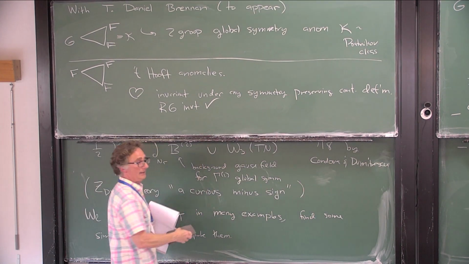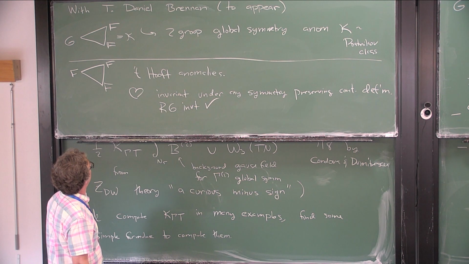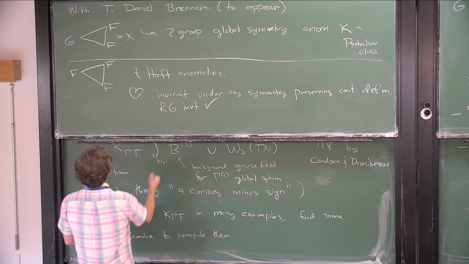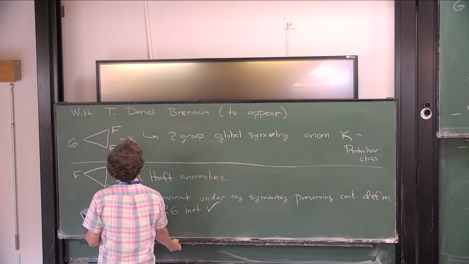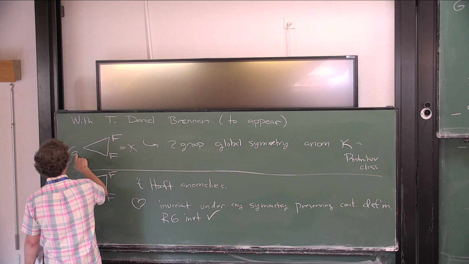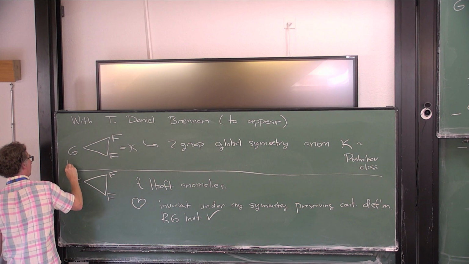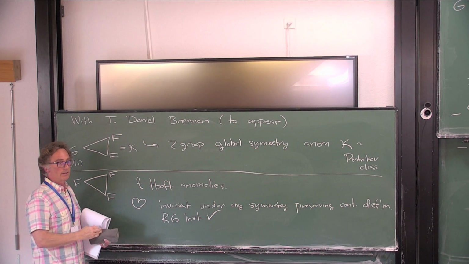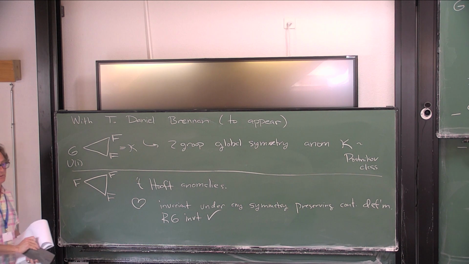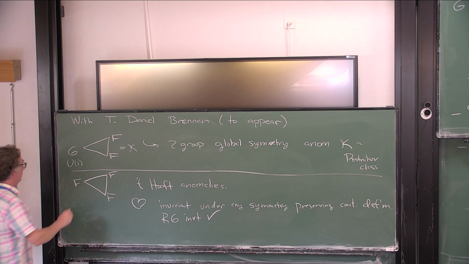Could you remind us what the theory is for the two group? What theory gives you that two group global anomaly? Since there's only one vertex here, in 4 dimensions this has to be an abelian theory. There are analogs in higher dimensions where it doesn't have to be abelian, but in 4 dimensions, it's a U1 gauge theory.